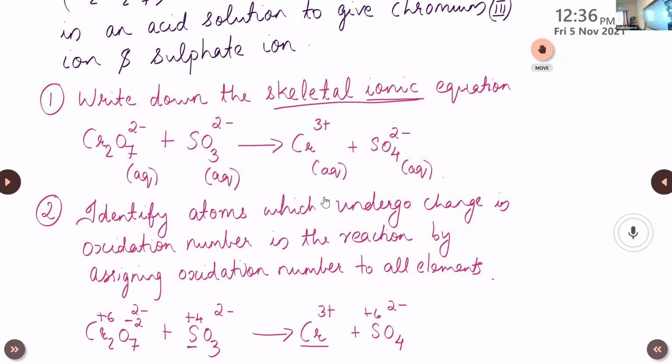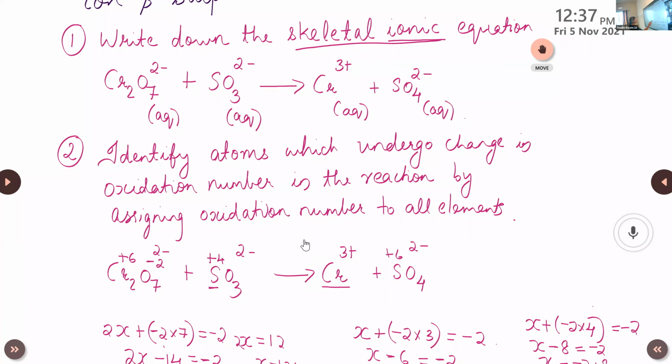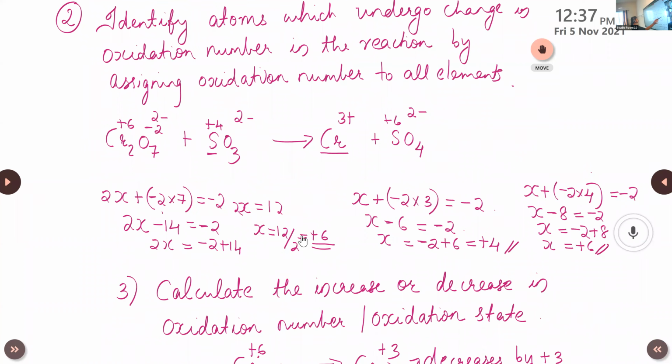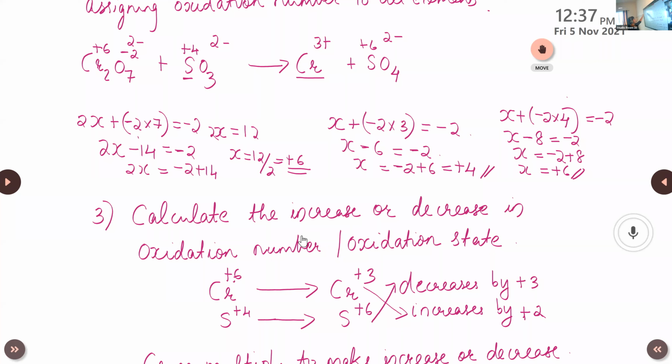So in the second step, we have to find out the oxidation number of all elements present in this ionic equation. We know the oxidation number of oxygen. So using this, we can find out the oxidation number of all other elements. Then in the third step, you have to calculate the increase or decrease in the oxidation number. Here chromium is plus 6 in the reactant side, converted to plus 3 in the product side. So it decreases by 3. And for sulfur, it is plus 4, converted to plus 6. That means its value increases by 2.